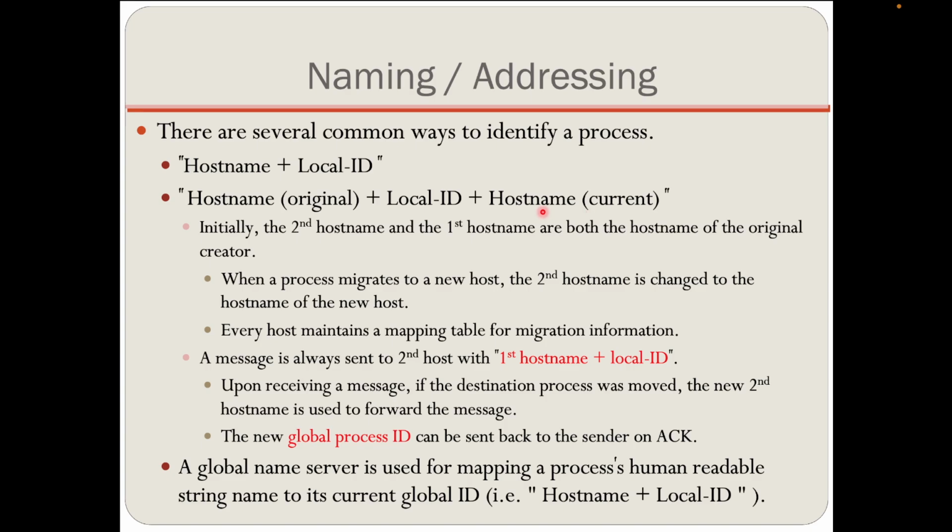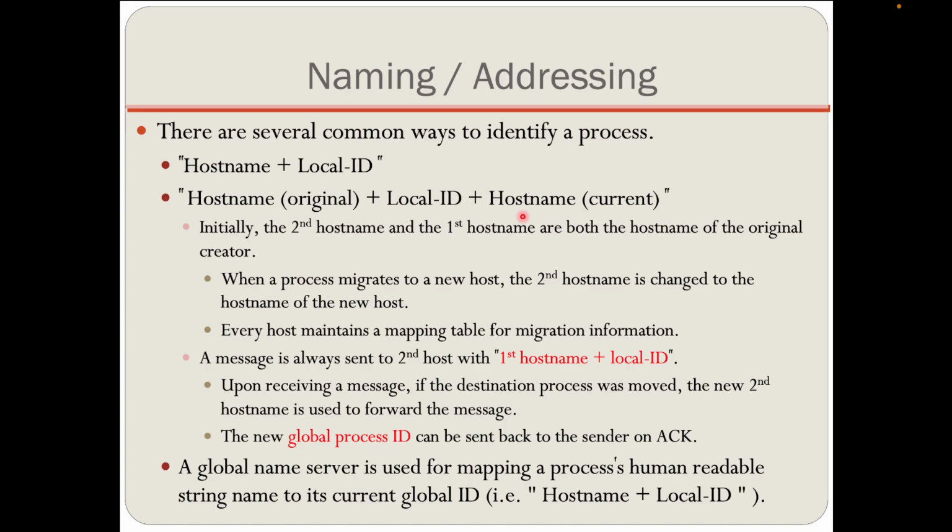So to find out a process's name in general, we use this tool, with the base knowledge or the current knowledge of this host name as the address, the global ID, and try to send a message there. Initially, this second host name and the first host name will be the same, because when the process was first created, its creator and its current host are the same. When the process migrates to a new host, the second host name will change to become the new host. However, for this change you don't need to broadcast it.